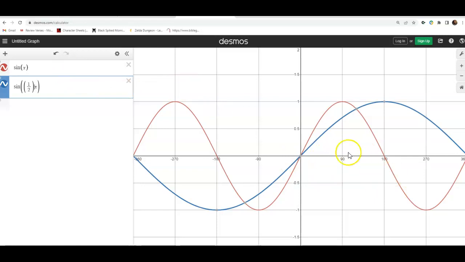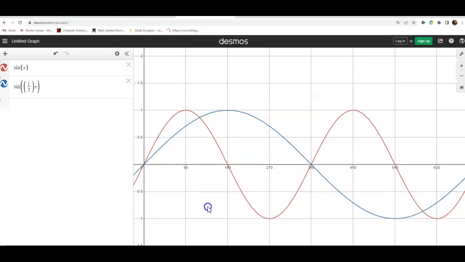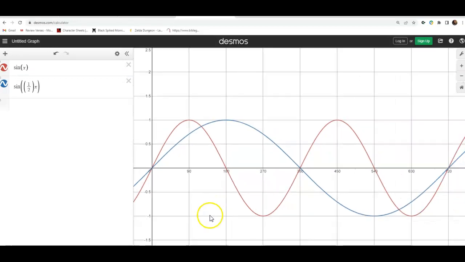Well, now look at the blue line. The red line here was the original one with a period of 360, right? But the blue line doesn't even complete a cycle within that viewing window. We have to scoot it way over here. The blue line will not complete a full cycle now until it gets to about 720. So since we multiplied the x by a number that's less than 1, it actually stretched our graph.